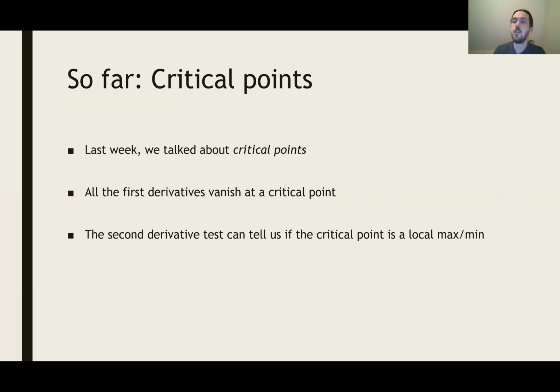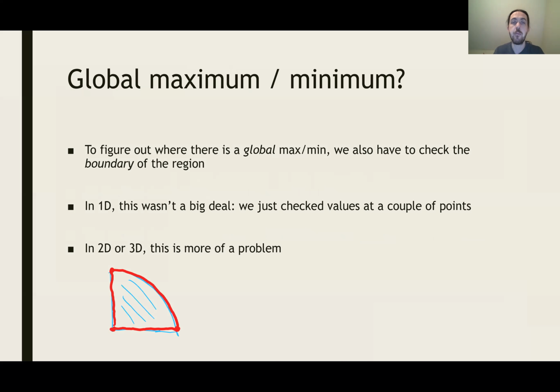And then we have a second derivative test. That can tell us whether we have an actual legitimate local maximum or local minimum. But if we want to find the global maximum or minimum, the absolute biggest and the absolute smallest that the function can get, we also have to check the boundary of that region.